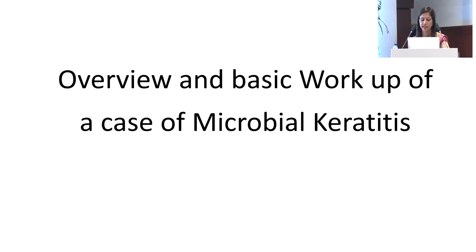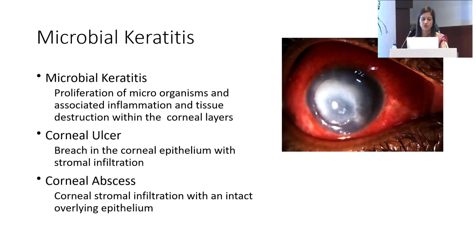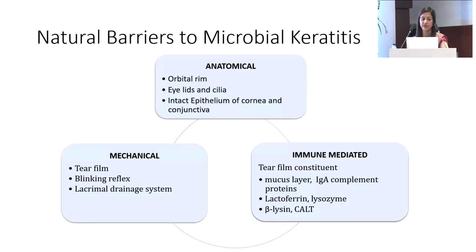So this is the overview and basic workup of a case of microbial keratitis. Microbial keratitis is proliferation of microbes associated with inflammation and tissue destruction within the corneal layers. A corneal ulcer is a breach in the corneal epithelium with stromal infiltration, and an abscess is when the epithelium is intact and there is corneal infiltration.